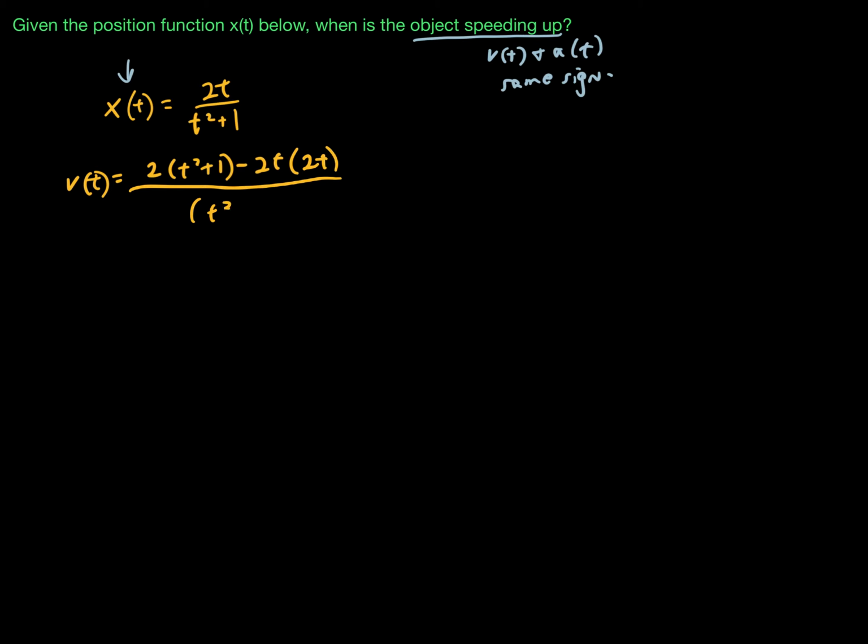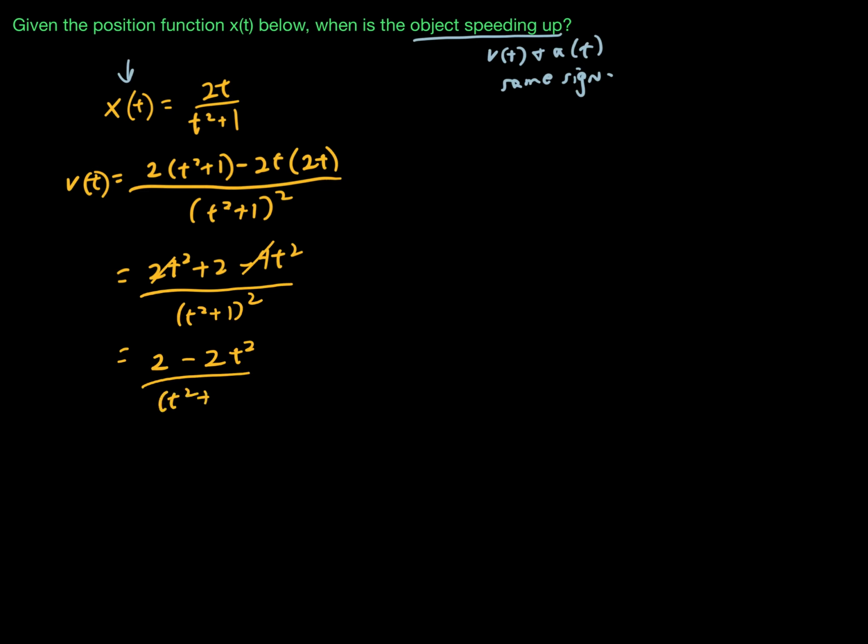And it's all over the denominator squared. Let's clean this up. We have 2t squared plus 2 minus 4t squared, all over t squared plus 1 squared. And now let's clean this up. That's going to be 2 minus 2t squared all over this. Okay, that right there is our velocity function.